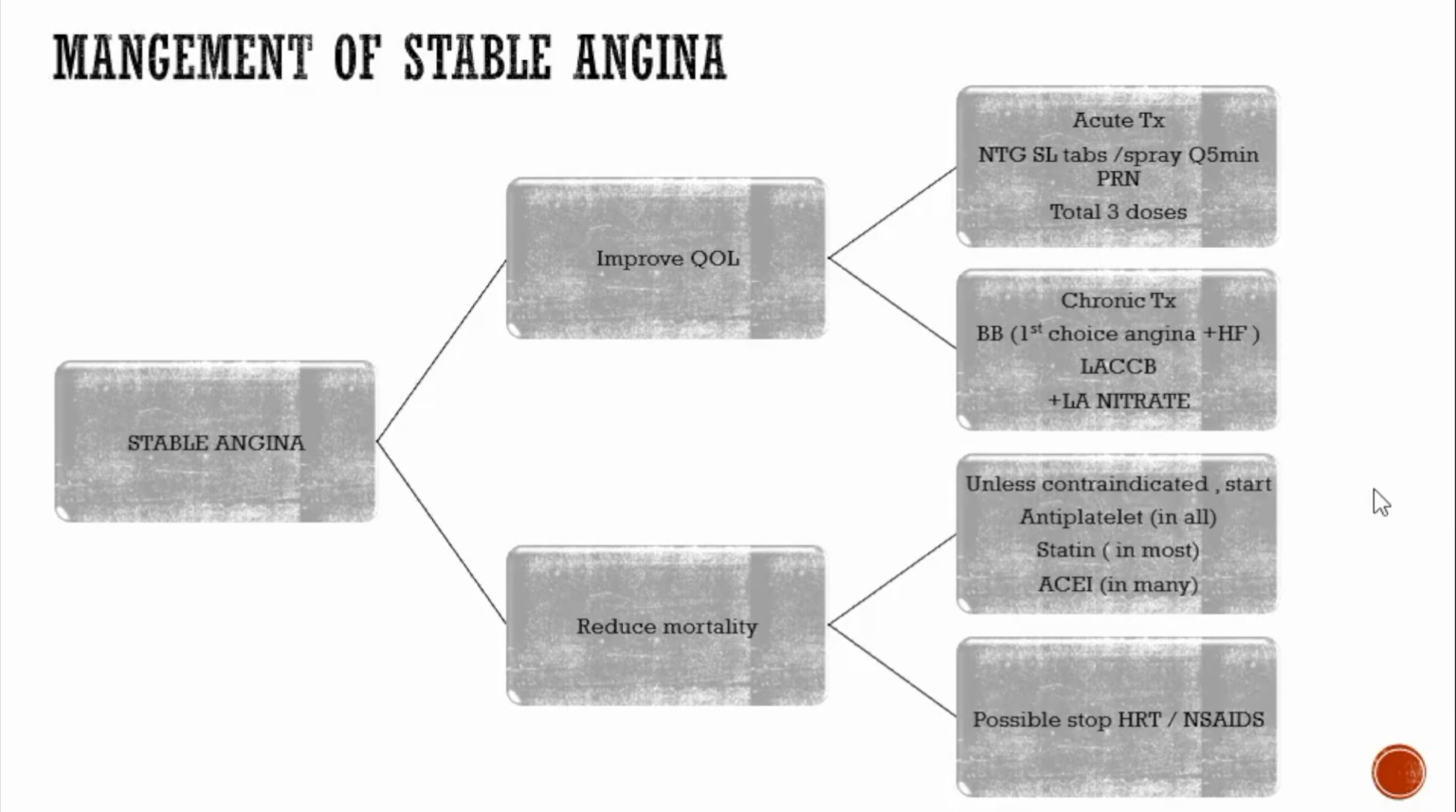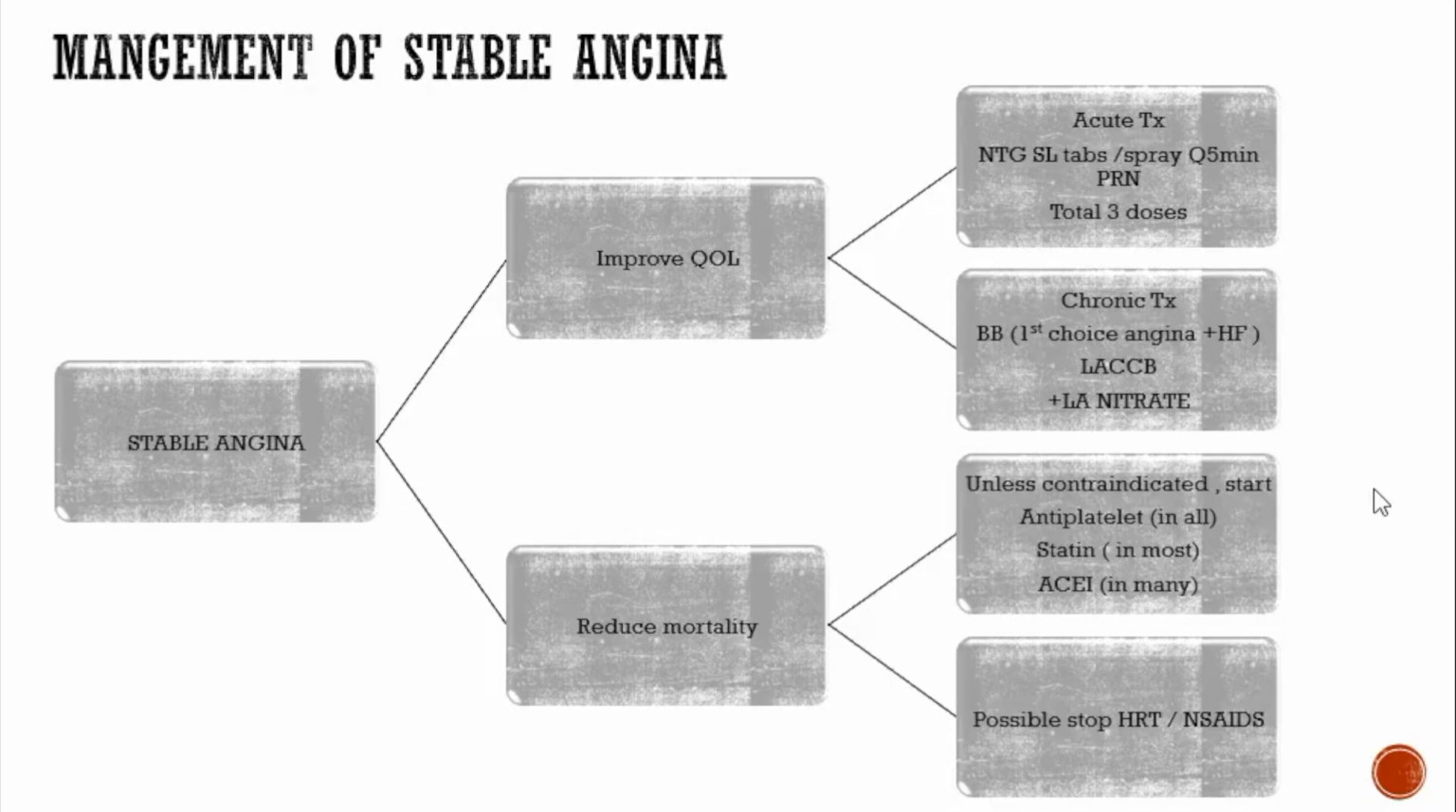Now we have to reduce the mortality. How do we minimize the risk of cardiovascular death? We start these three categories of medication unless contraindicated. If the patient is high risk for bleeding, we cannot start the patient on an antiplatelet. But unless it's contraindicated, it is very important to start the patient on antiplatelets, statins, and ACE inhibitors. In pretty much all patients, we start the antiplatelet.